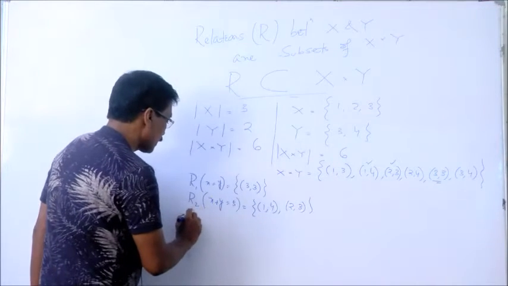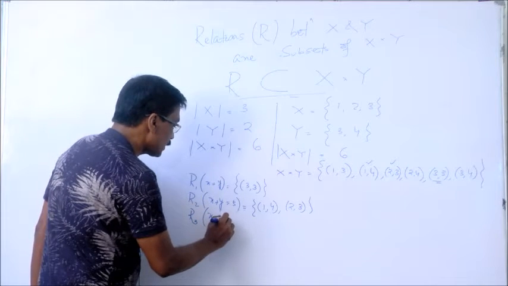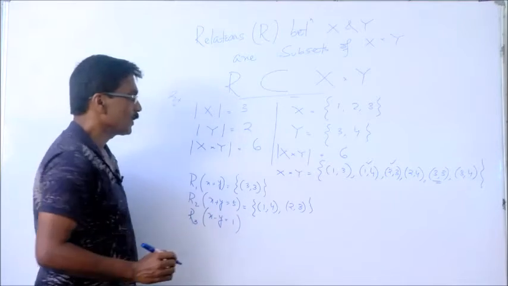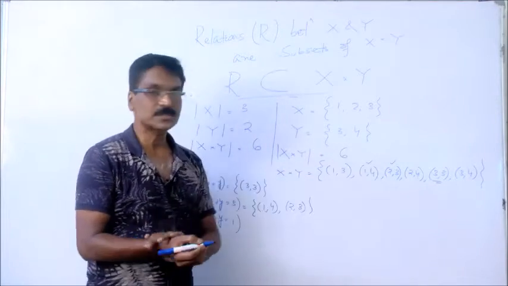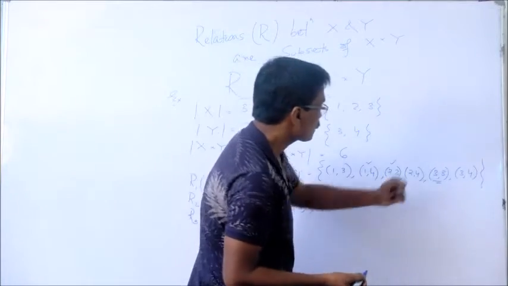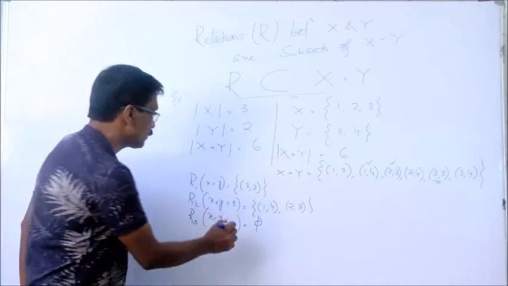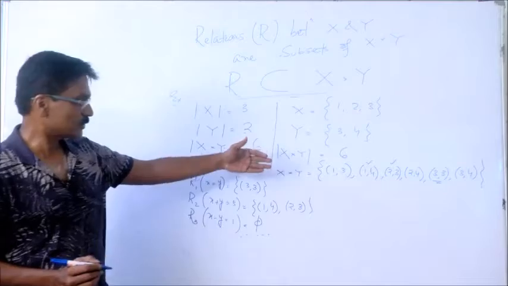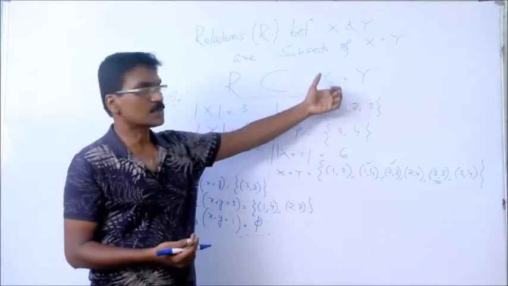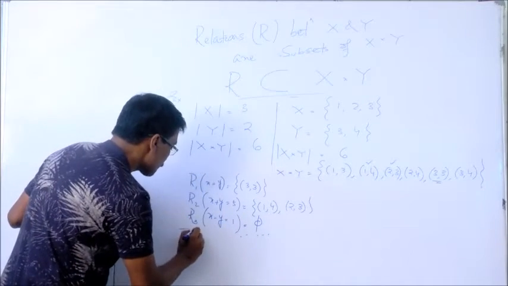You can have another example, that is x minus y is equal to 1. Out of these elements, none satisfies x minus y equal to 1. So, this is phi and it is called an empty relation. We can list out all the relations, and these are subsets of x cross y. So, what is the total number of subsets?